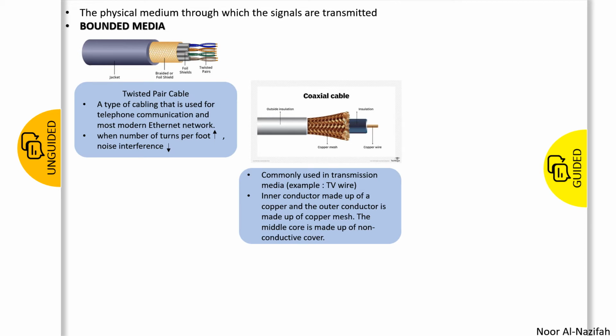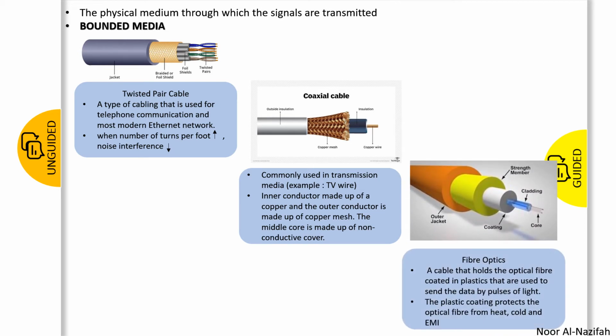The last one is fiber optics, a cable that holds the optical fiber coated in plastics that are used to send the data by pulses of light. The plastic coating protects the optical fiber from heat, cold, and electromagnetic interference. Fiber optics provide faster data transmission than copper wires. Meanwhile, the second type is unguided media.